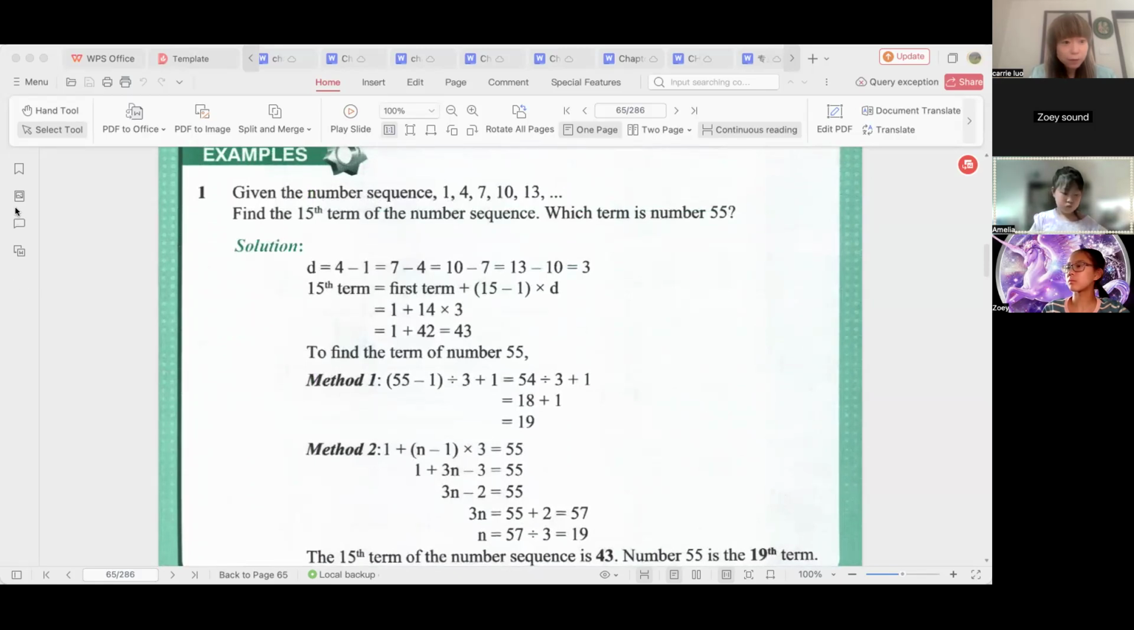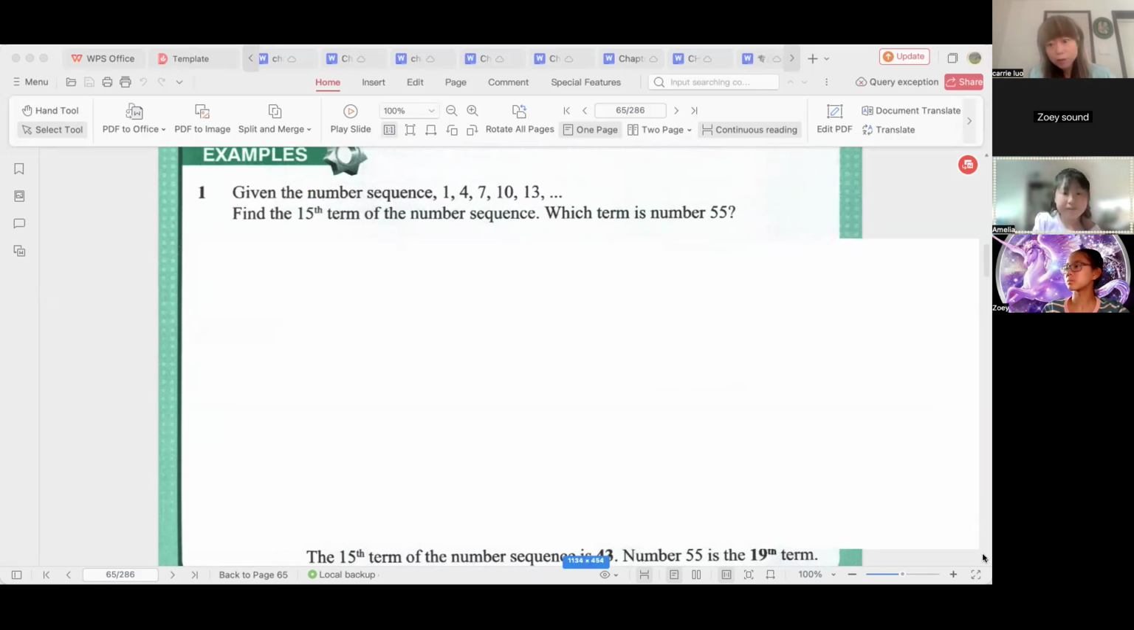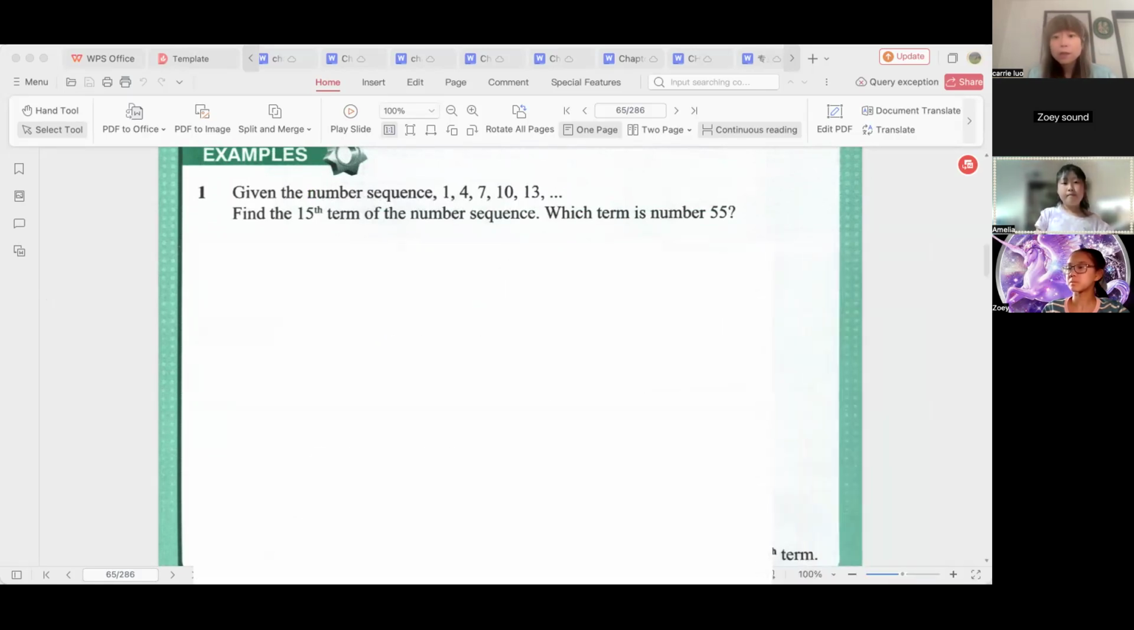So I'm going to block the answer and give the sequence of 1, 4, 7, 10, 13. Find the 15th term of the number sequence. Which term is number 55?